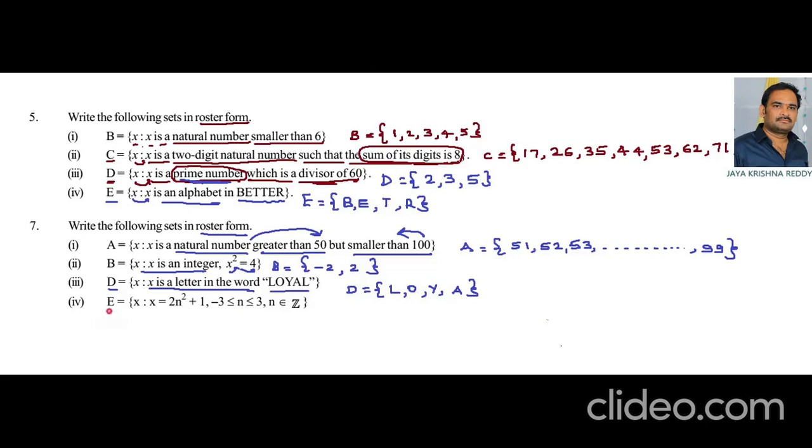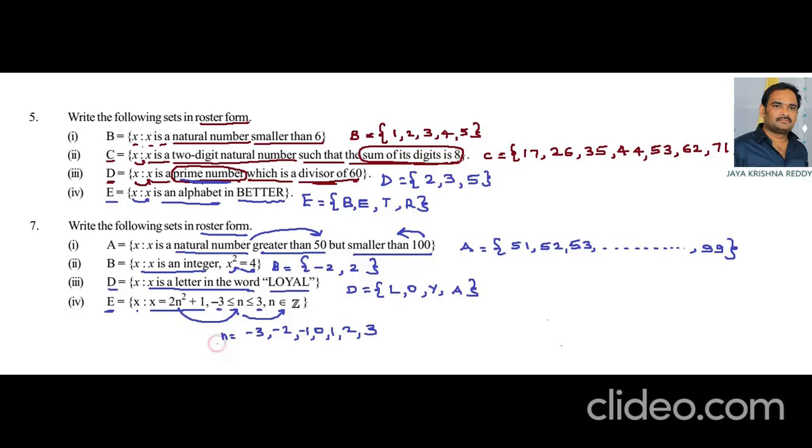And next one, the set name is given as E. So here three conditions are there. You can observe x such that x equals 2n square plus 1. Okay, but in this, what is n? That is mentioned in the second condition. The n value lies between minus 3 to 3. That means n is minus 3, minus 2, minus 1, 0, 1, 2, 3, up to 3. And one more condition is also given, n belongs to Z, means integer, means you should not take the decimal numbers. That's why I have written from minus 3 to 3 like this.